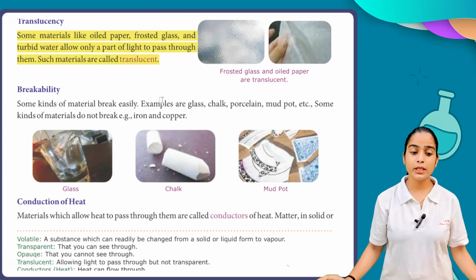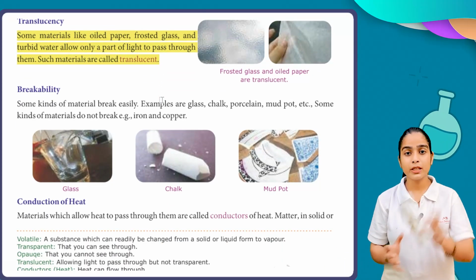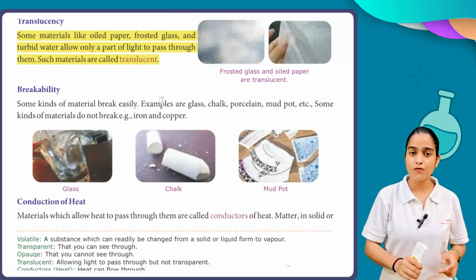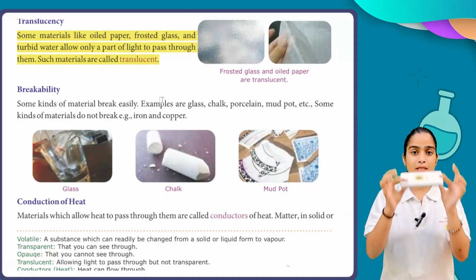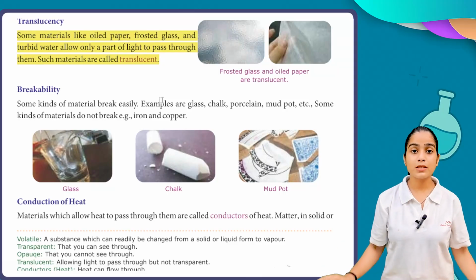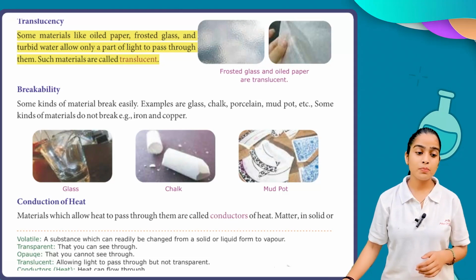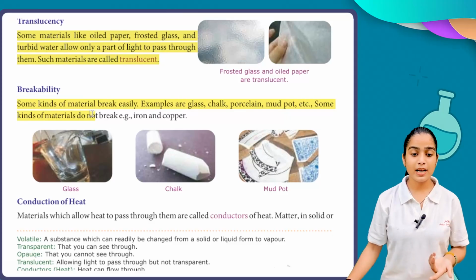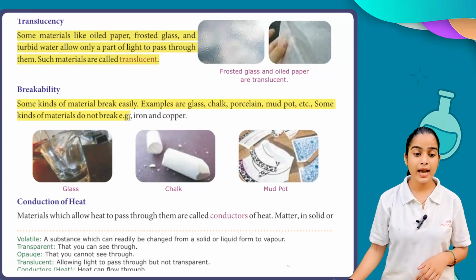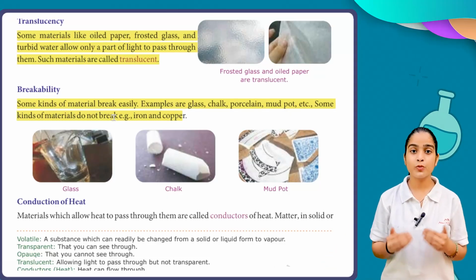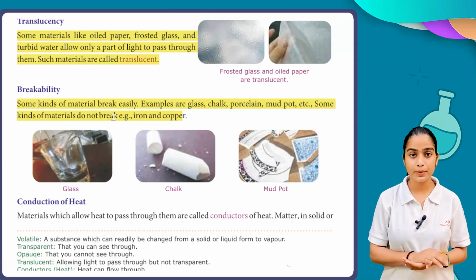Next we have breakability. If we apply a very strong force and throw this AC remote, what will happen? It will break. So those substances which can be broken by applying force are referred to as having breakability. Some kinds of materials break easily. Examples are glass, chalk, porcelain, mud pot, etc. Some kinds of materials do not break, for example iron and copper. Basically, objects that can be broken into pieces by applying force have the breakability property.